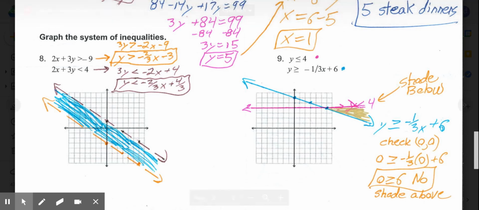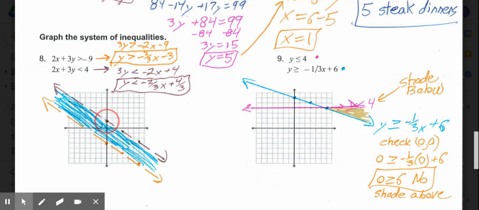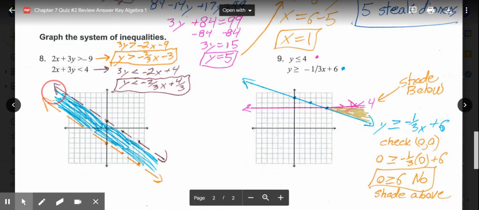With our other equation, y is less than negative 2/3 x plus 4/3, so we're going to start at a positive 4/3, which is roughly 1 1/3 right here. Then we're still using our slope of negative 2/3, so down 2, right 3. Down 2, right 3. Connect our points with a dashed line.